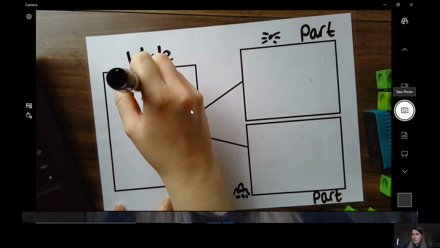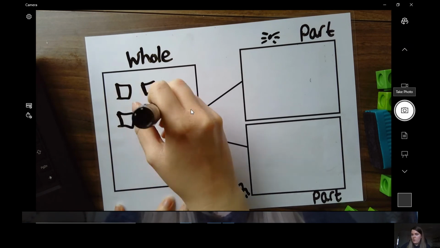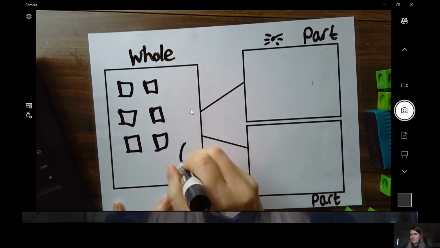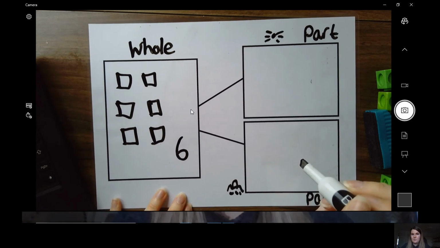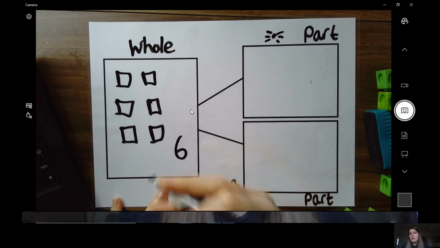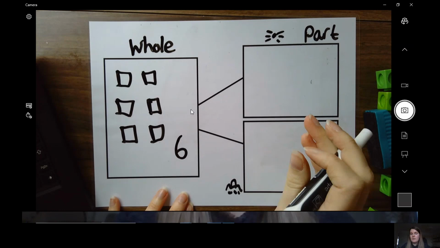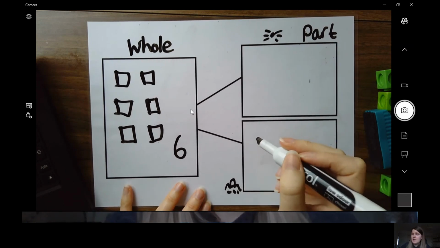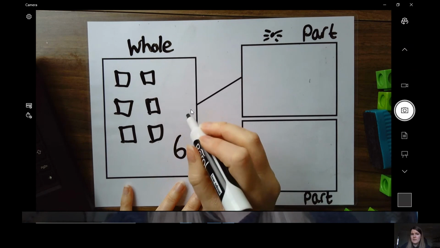So what I need to do this time is I need to draw 6. 1, 2, 3, 4, 5, 6. I've drawn 6. I can write the number 6 just as well. Now we know this bit. We've already got our whole number in. So we need to divvy them out. The best way to do this is as we draw them in, cross it out.